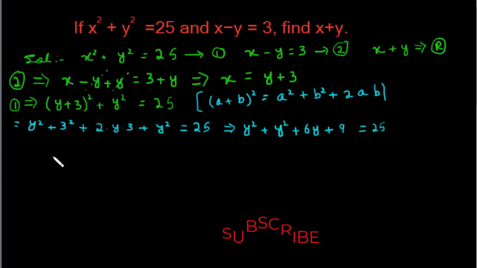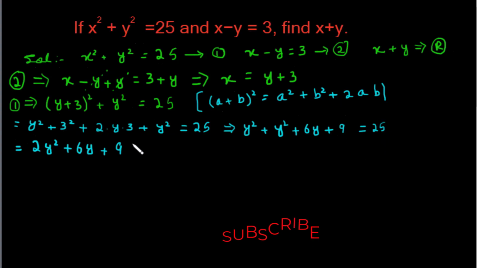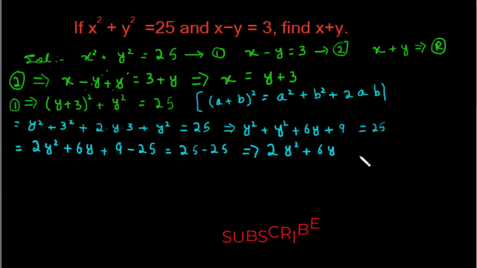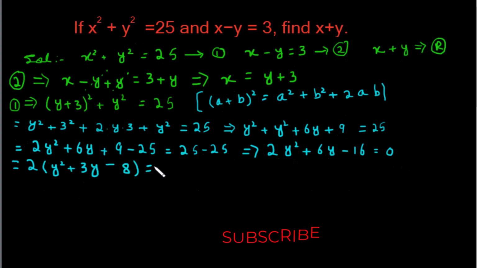Now I will write the like elements together, y squared and this y squared. Then for this one, 2 times 3 gives us 6y, and 3 squared is equal to 9, equal to 25. So this will result in 2y squared plus 6y plus 9, and now we have to make it standard. In other words, we have to make this side 0. In order to do so, I will subtract 25 from both sides. So this will result in 2y squared plus 6y minus 16 is equal to 0. Now I can take 2 common from all of these elements, dividing by 2 on both sides, and I will come up with y squared plus 3y minus 8 is equal to 0.